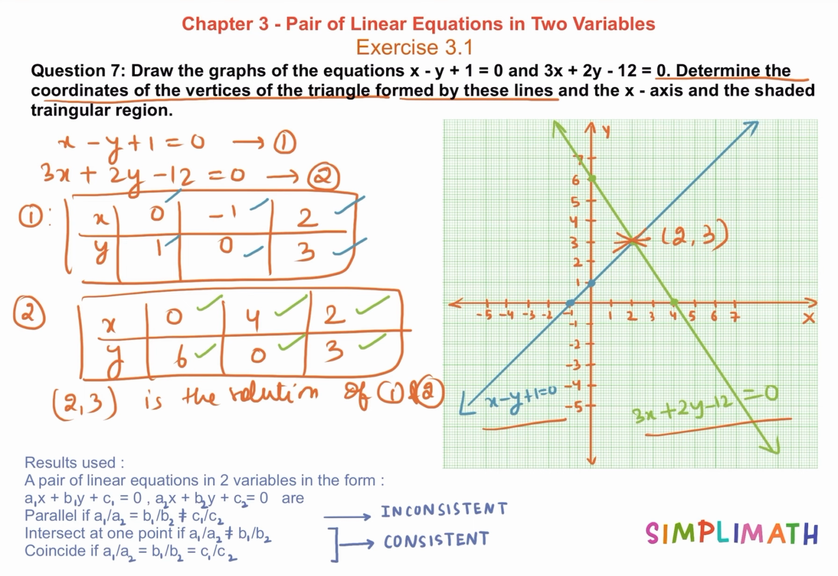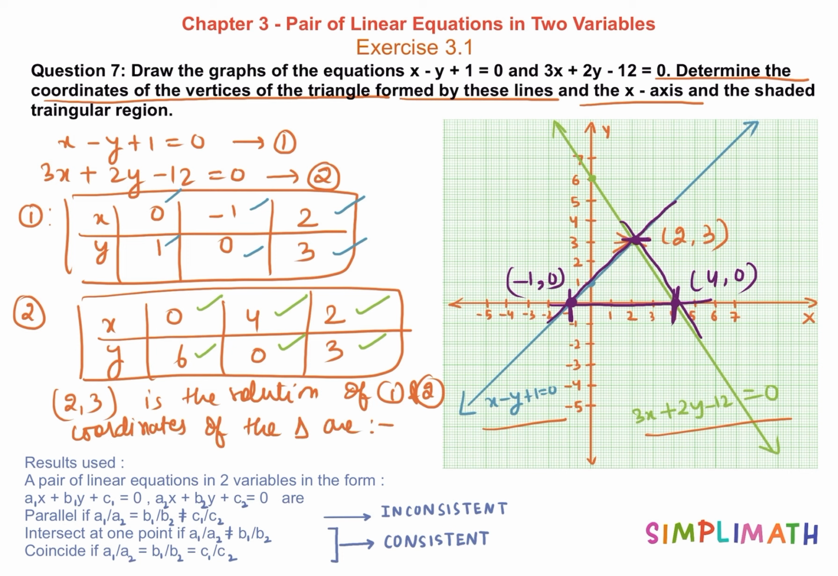That means these two lines and the x-axis. So it would be this point and this point. Why? Because the triangle is formed by this line and the x-axis over here. So one of the coordinates is 2 comma 3, this is minus 1 comma 0, and this coordinate is 4 comma 0. So the coordinates of the triangle are 2 comma 3, minus 1 comma 0 and 4 comma 0.